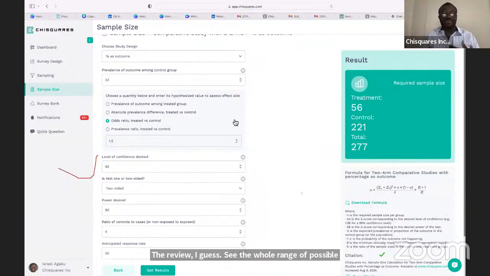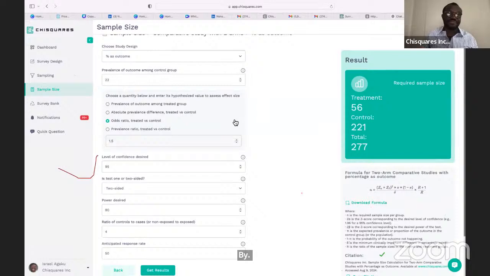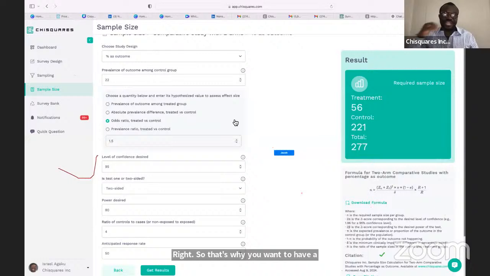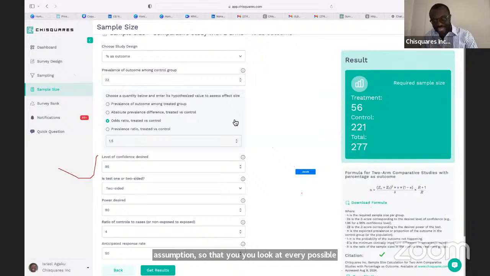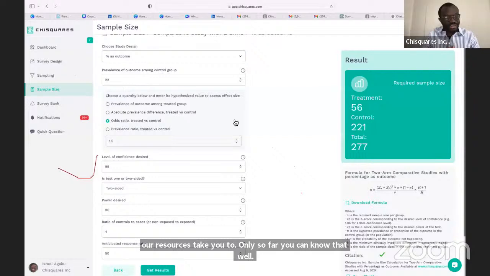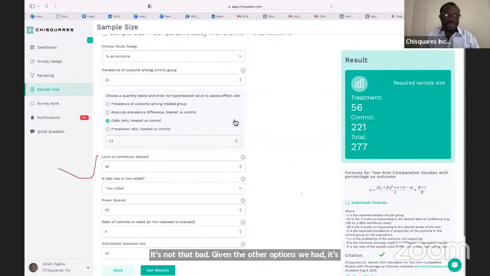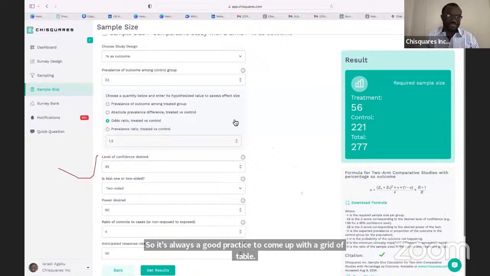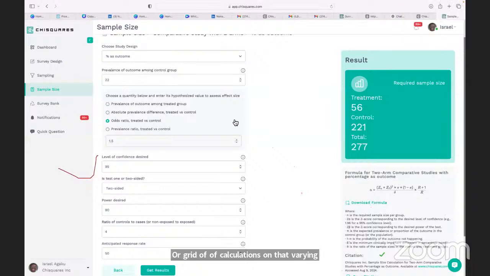Because at the end of the day, the study's feasibility is driven not only by statistical considerations, but also logistical ones and, frankly, money, right? So that's why you want to have a wide range of assumptions, so that you look at every possible scenario. Should your resources take you only so far, you can know that, well, it's not that bad. Given the other options we had, it's pretty close to the other assumptions. So it's always good practice to come up with a grid or table of calculations under varying assumptions. Okay, thank you, much appreciated.